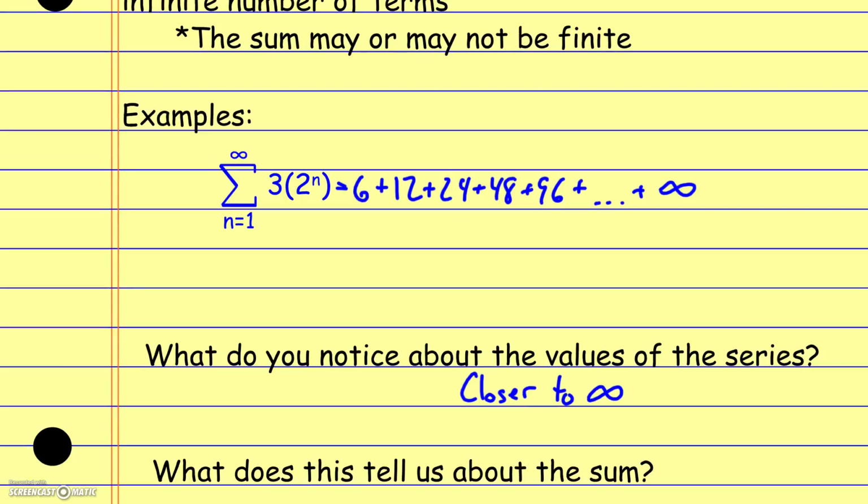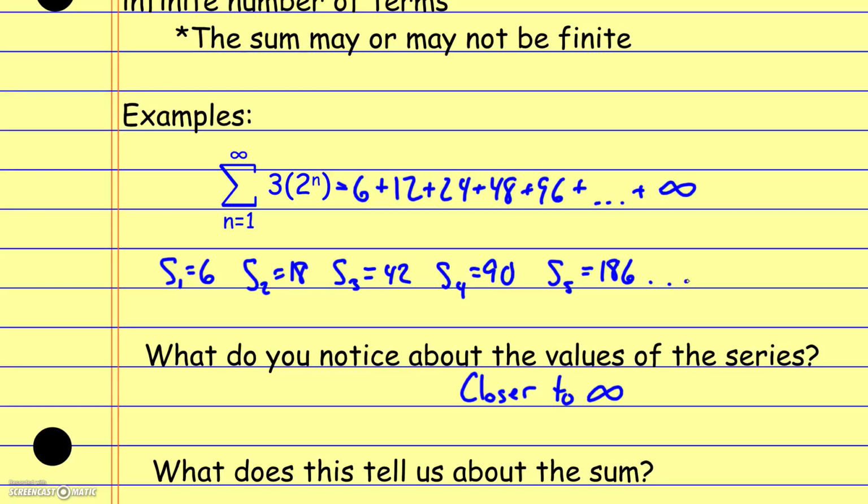Well, if we were to actually look at the sum, like if I did s sub 1, that's the sum of the first term, that's a 6. If I did s sub 2, that would be the sum of the first 2 terms, that would be an 18. If I did s sub 3, the sum of the first 3 terms, that would be a 42. If I did the sum of the first 4 terms, it would be a 90. If I did the sum of the first 5 terms, it would be a 186. And of course, I could keep going, and this thing keeps getting bigger and bigger. It looks like the sum keeps getting larger.